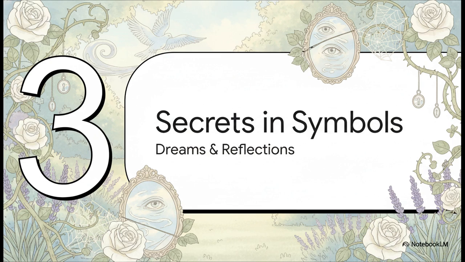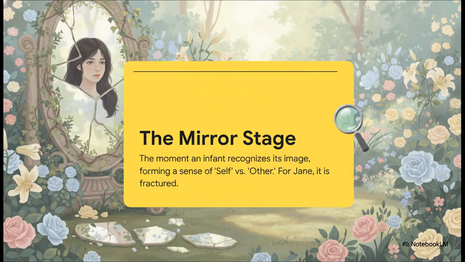These are like little secret notes from the deepest part of her mind, trying to tell her what she's really afraid of and what she actually needs. To really get this, there's a cool concept from another psychoanalyst, Jacques Lacan, called the mirror stage. Now, this is supposed to be that moment in a baby's life when it looks in a mirror and for the very first time recognizes itself. It's like, oh, hey, that's me. It's the birth of your sense of self. But for poor Jane, this moment just keeps getting fractured.